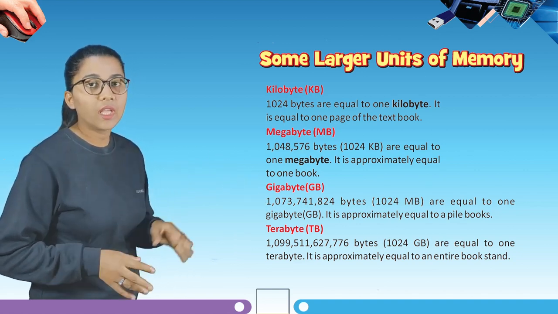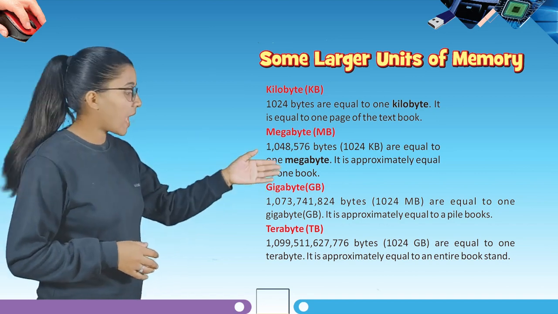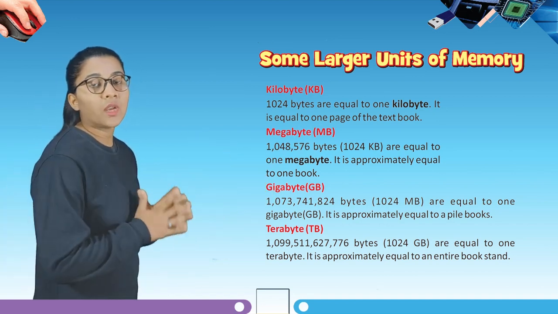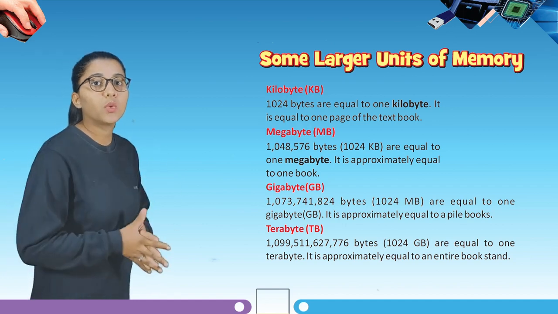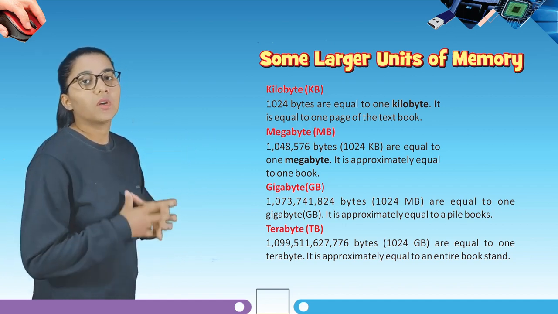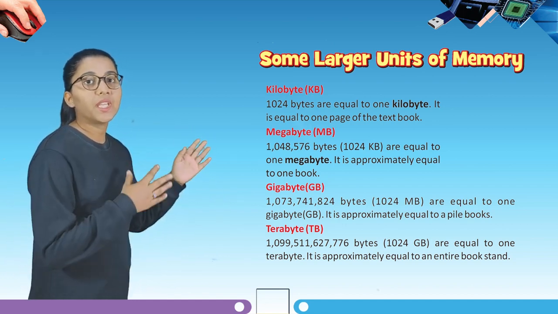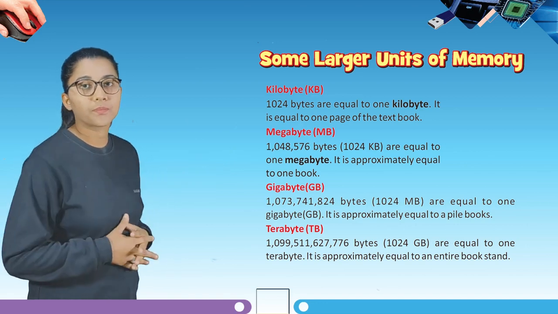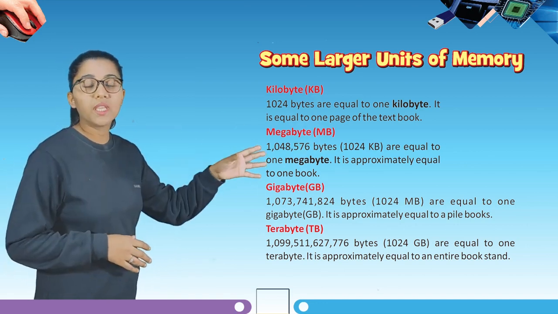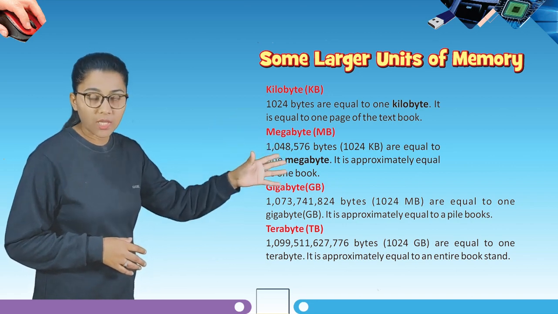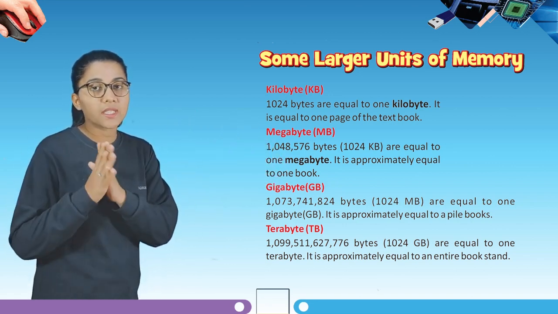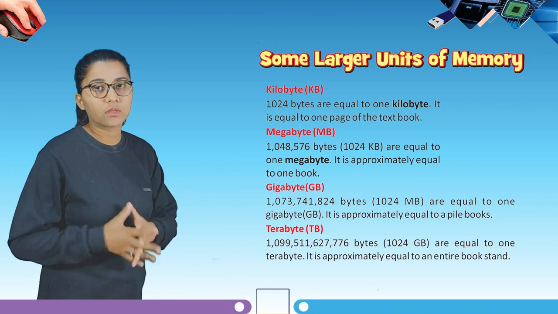Now next we have megabyte, that is MB. 1024 KBs are equal to 1 megabyte. It is approximately equal to 1 book. So 1 KB is equal to a page of a book and 1 megabyte is equal to 1 whole book.